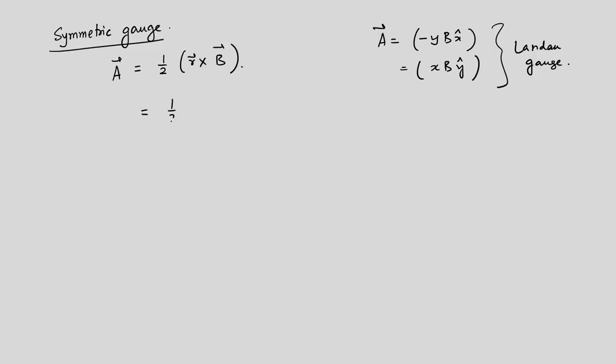So, this is equal to half of minus b y x cap plus a b x y cap. And so, that is the form of the vector potential, and this choice of the gauge actually breaks the translational symmetry in both the x and the y directions, which means that kx and ky cease to be good or conserved quantities, so to say. And this will be very helpful for us to understand the fractional quantum Hall effect.